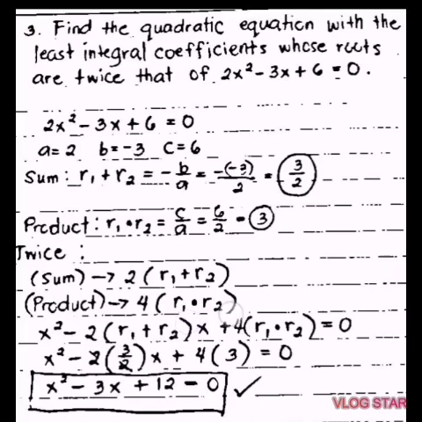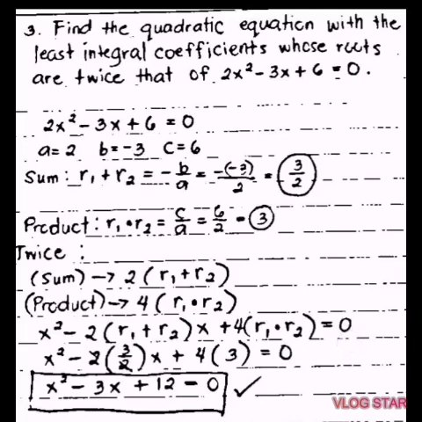Okay, after writing all of this, write now the form we had before. So x squared minus 2 times r sub 1 plus r sub 2, times x, plus twice the product, which is 4 times r sub 1 times r sub 2, equals 0.